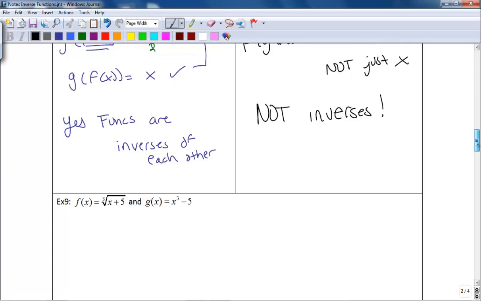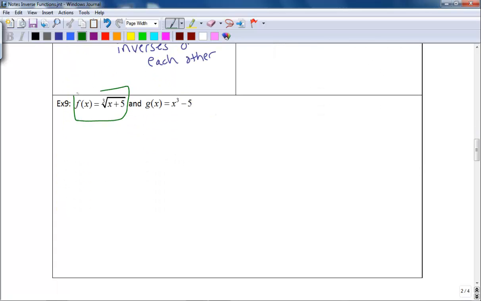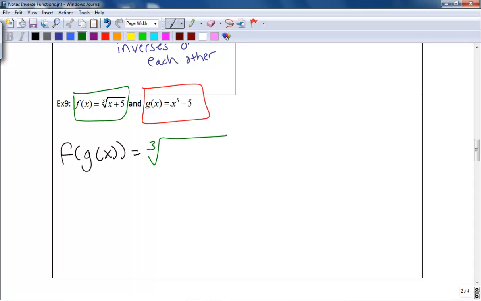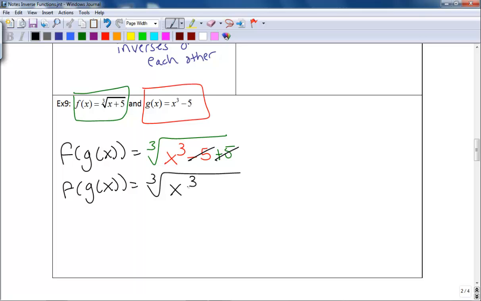Let's look at example 9. Again, here is my f of x, and here is my g of x. Start by finding f of g of x. So I say the cube root of, instead of writing x, I write what g of x is equal to, and that's x cubed minus 5, and then I finish off with my plus 5. Let's clean this up. Minus 5 plus 5 will cancel, and I just have the cube root of x cubed. The cube root and the cube will cancel, and f of g of x is just equal to x.